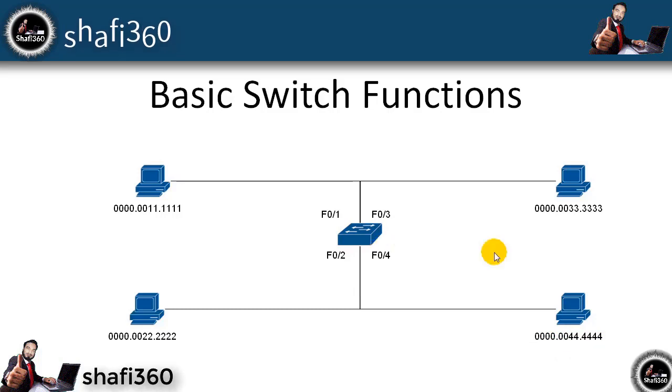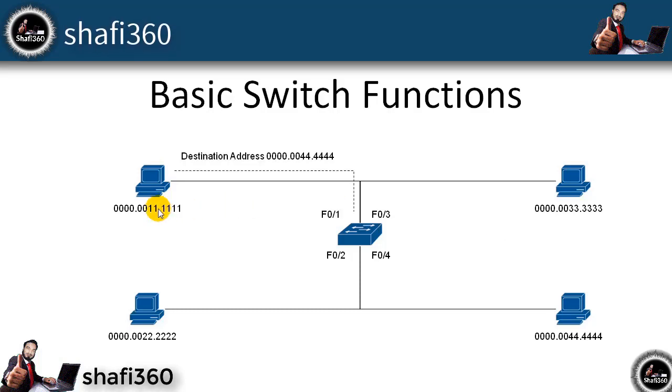So let's walk through the switching decision on a particular Ethernet frame. So workstation 1 over here sends out an Ethernet frame, and it says that my destination address is 000000444444. So this frame makes it to the switch. The switch looks at the destination address and says, well, I've got this destination address somewhere on my MAC table. What port was that MAC address on? And so the switch forwards that frame out to just this workstation on port Fast Ethernet 04.